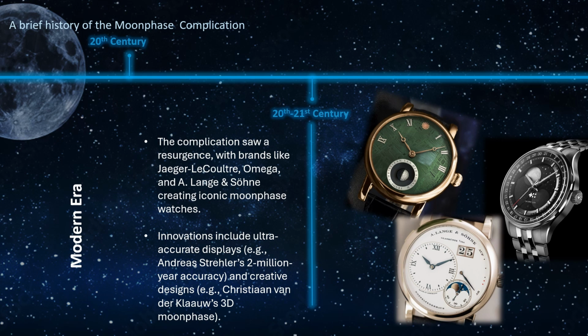For instance, Andreas Strehler's Sauterelle à Lune Perpétuelle features a moon phase display accurate to 1 day in 2 million years, while Christiaan van der Klaauw's Real Moon series uses a rotating sphere to create a three-dimensional representation of the moon.